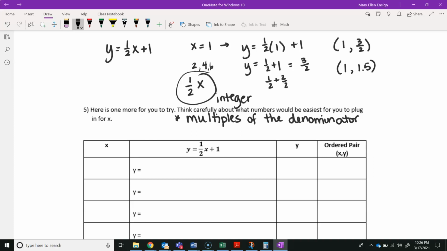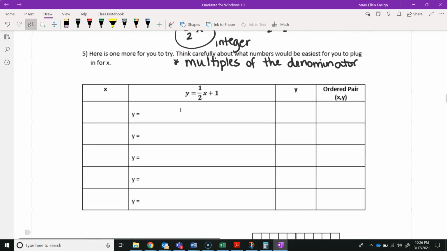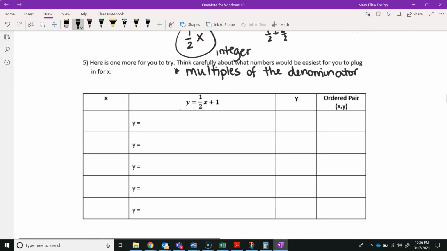So that's what we're going to do. In this case, it's even numbers. They can be negative too. So I'm going to, actually, let me erase this.